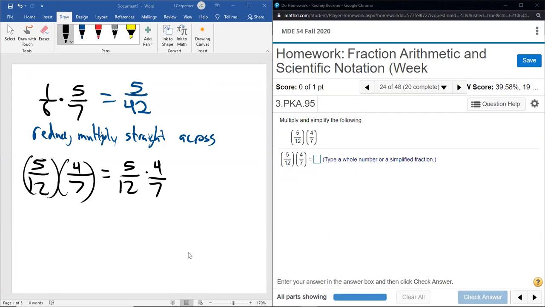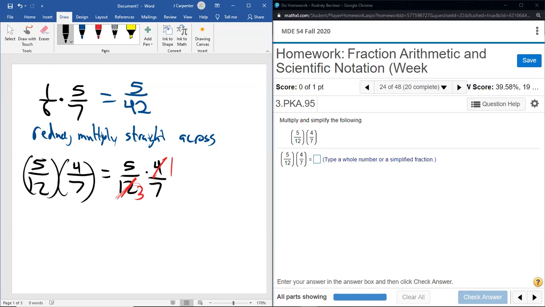Now here, you could just multiply straight across if you wanted to. You could just say 5 times 4 is 20 and 12 times 7 is 84. But the problem is that 20/84, if you put this in, it's going to be the wrong answer because, spoilers, it's not reduced. It is much easier to go ahead and reduce before you multiply. So look for any common factors top and bottom. 5 and 12, no. 5 and 7, no. 4 and 7, no. 4 and 12, yes, there are common factors. 4 goes into 4 once and then into 12 3 times. That's weird.